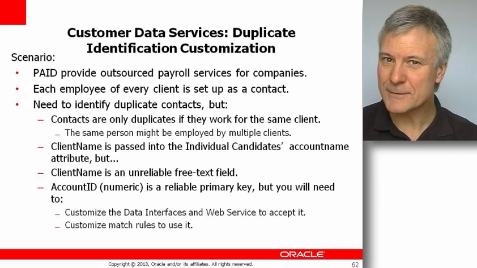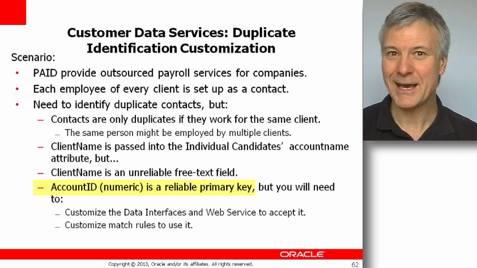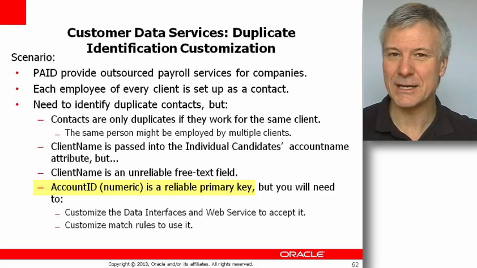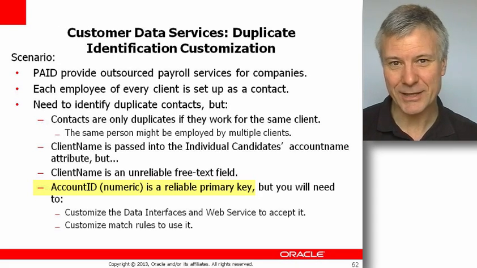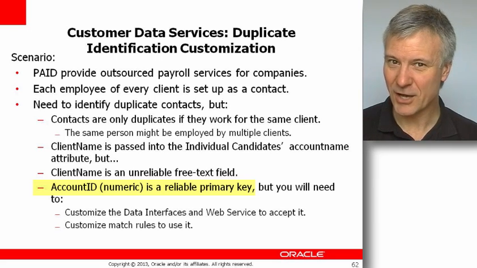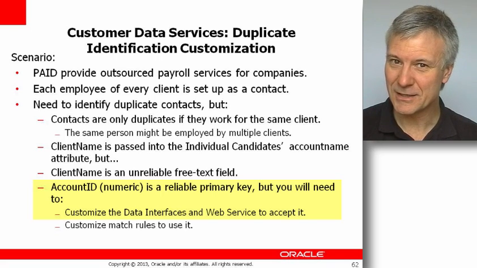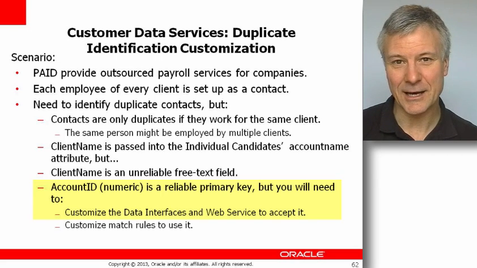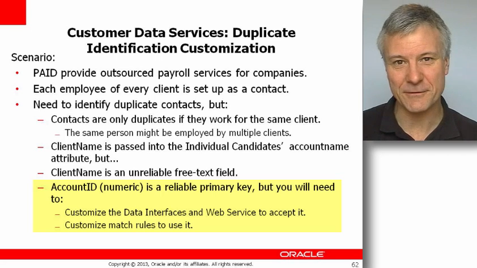And so as well as passing that in, they want to pass in an account ID, which is a numeric field, and it's a very reliable field because it's a primary key and they trust it. It holds unique data. But in our individual candidates data interface, there is no attribute to hold the account ID. So we're going to have to create a new attribute and also make a change to the web service to pass that attribute in, as well as changing the match rules to look at that attribute and take it into account when we find duplicates.